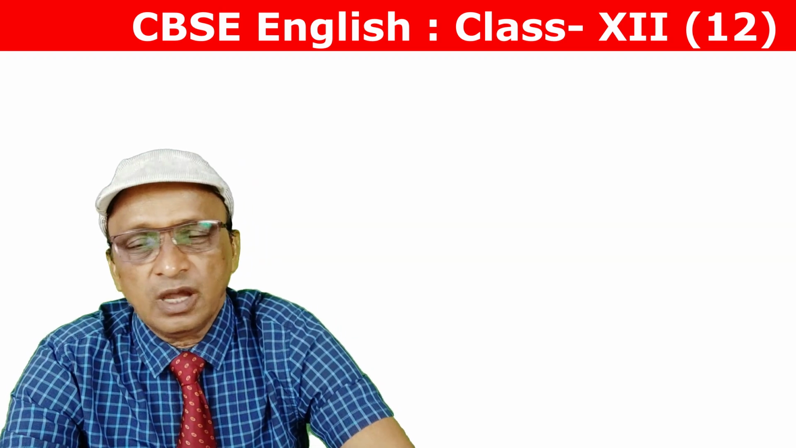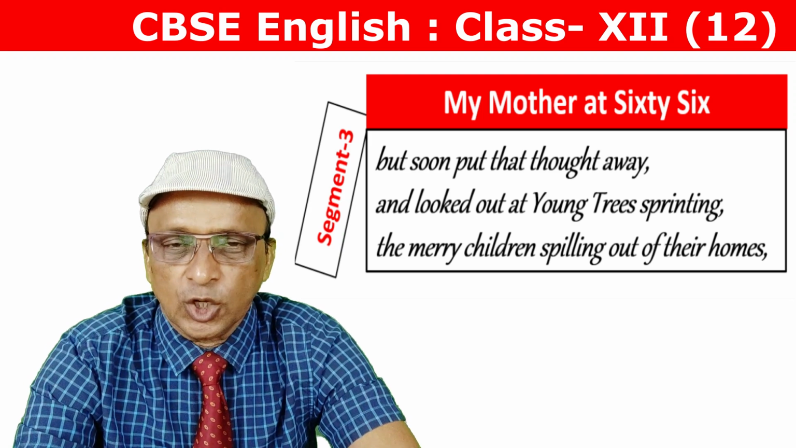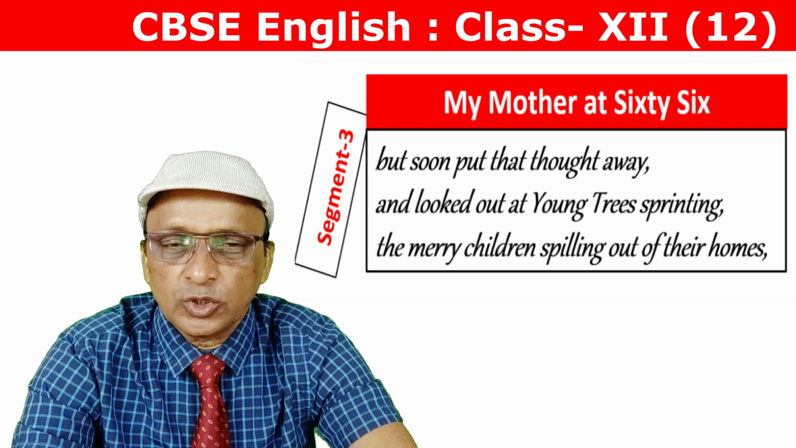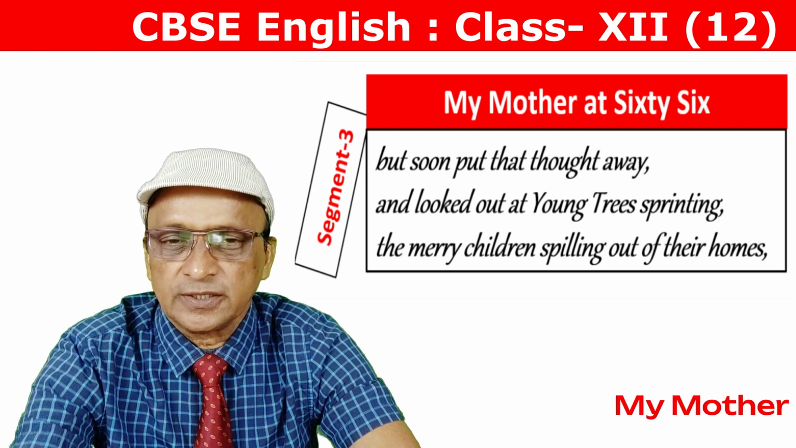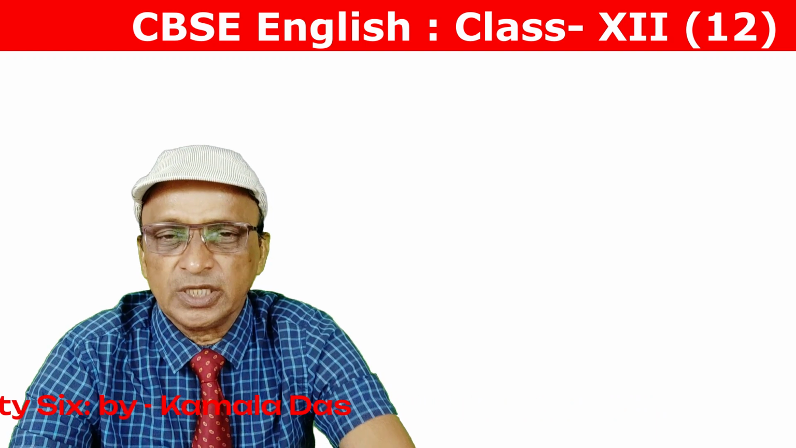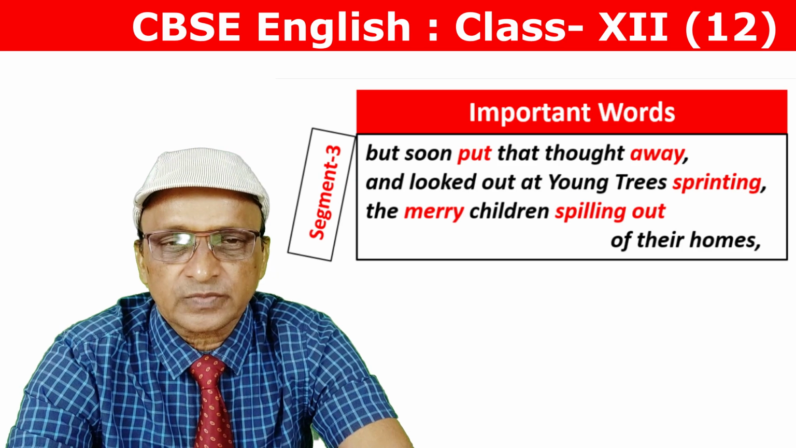Come to the third part of the poem containing three lines. But soon put that thought away and looked out at the young trees sprinting, the merry children spilling out of their homes. This is also a nice stanza. In this particular stanza we find certain words, the meanings of which again we have to be very clear about. Put away, that's a phrase.